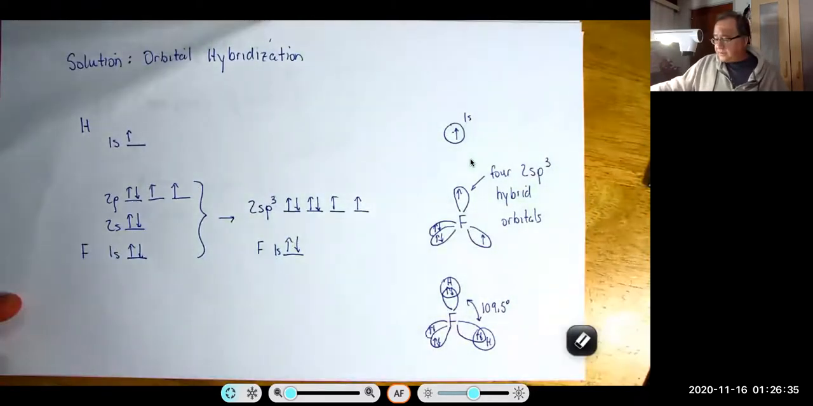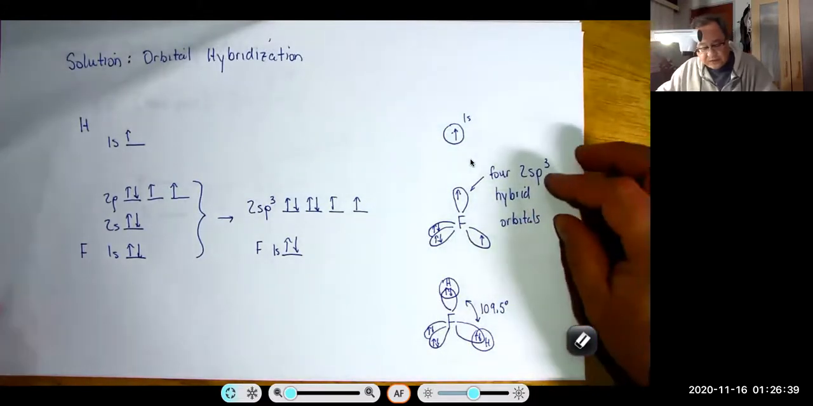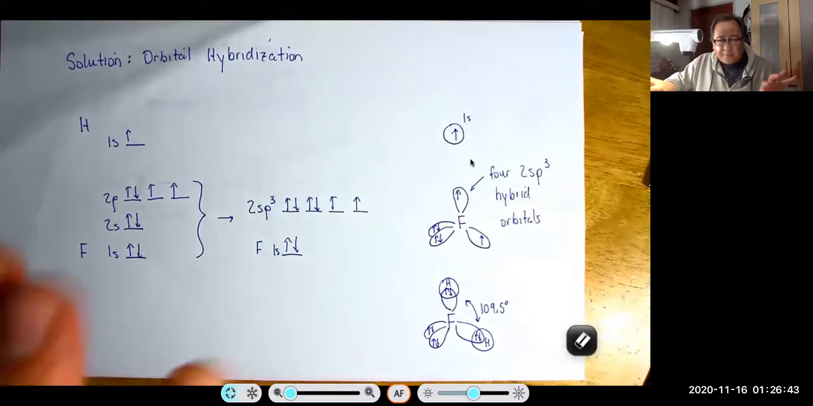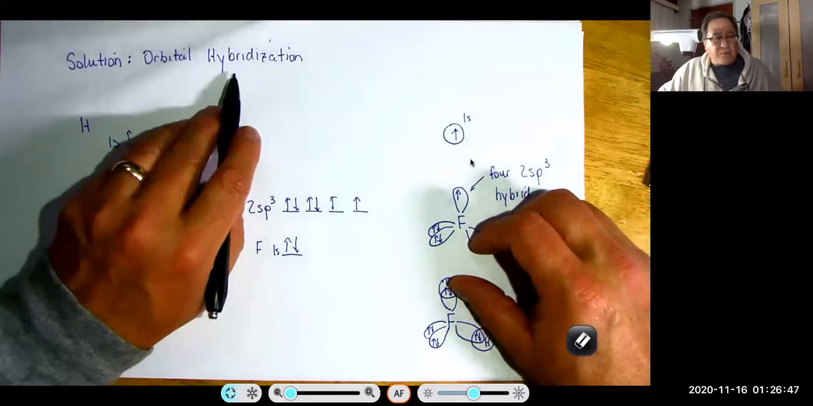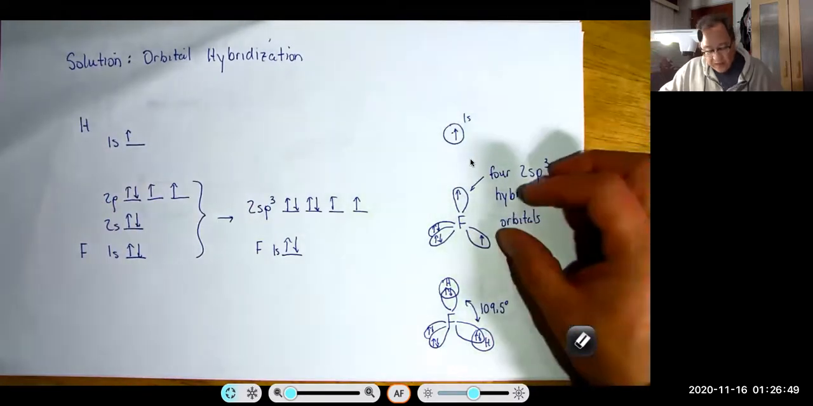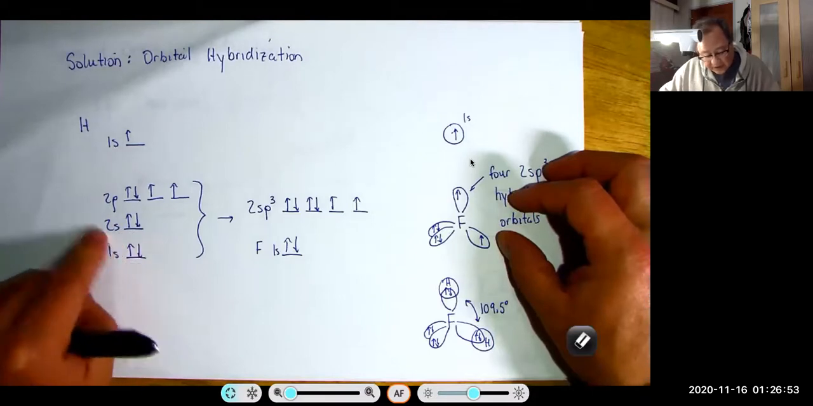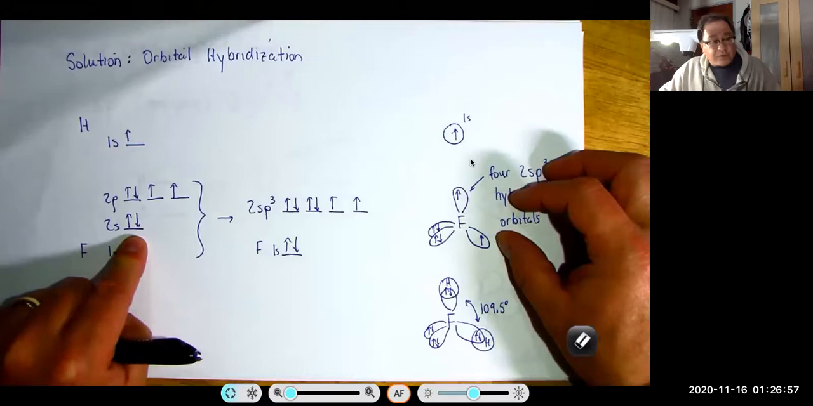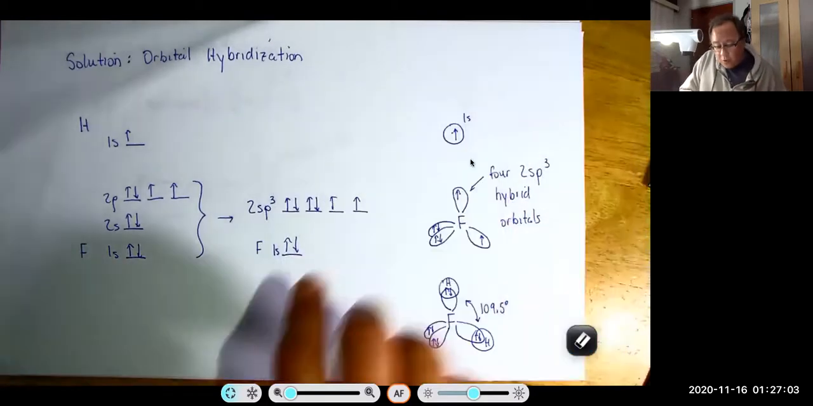Well, there's a solution to this. If we need to, what we do is we say the orbitals can remix and then separate and make new orbitals. Those orbitals are called hybrid orbitals. And what will happen is that in this case, since you have four valence orbitals, they can overlap, they can mix and then separate and make four equal orbitals.